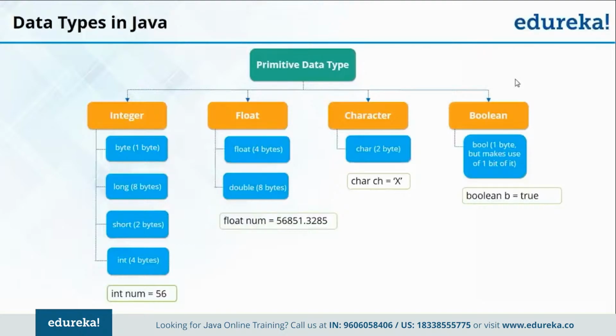Okay, so Divya is asking me what will happen if I store a decimal value inside integer. So good question Divya. If you initialize a number to be integer and you're going to be storing a decimal value inside that, let me tell you this. So if, let's say, int num is equal to 56851.3285, then the decimal point value will be discarded and only 56851 will be stored inside that number. Are you clear Divya? Alright.